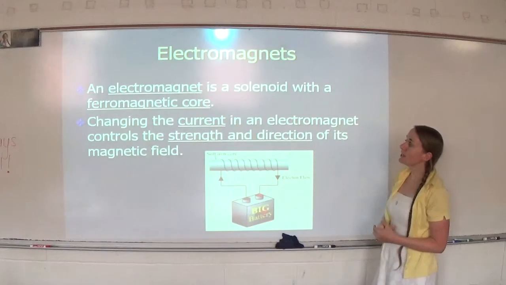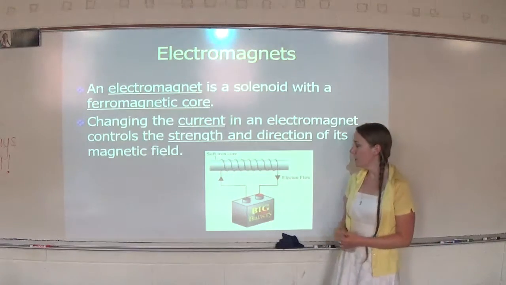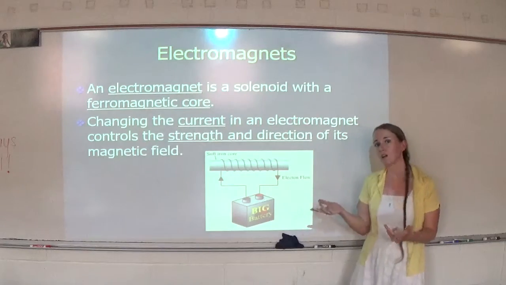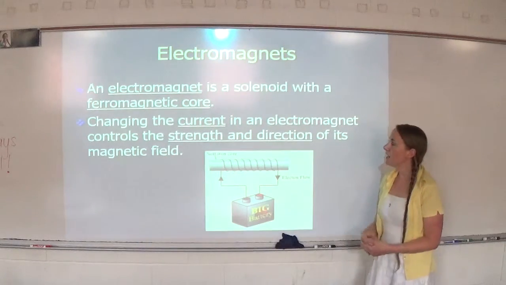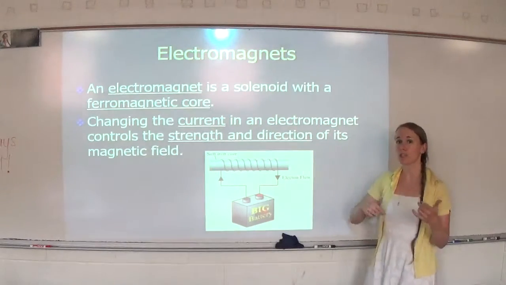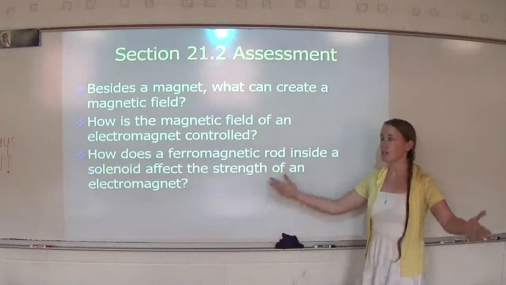Changing the current in an electromagnet controls the strength and the direction of the magnetic field. When we have it attached, because of course there's electricity running through the wire, it needs to be attached to something. And so if we change the current running through the wire, we can control the strength of the electromagnet. So, section assessment.